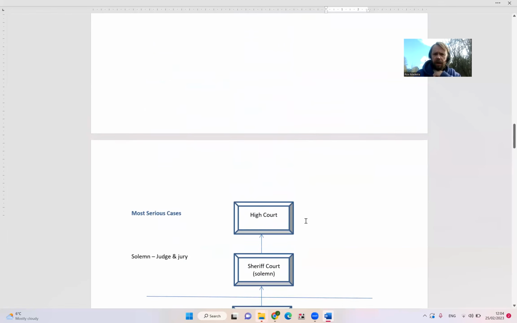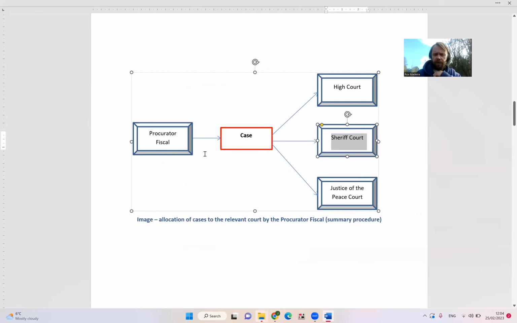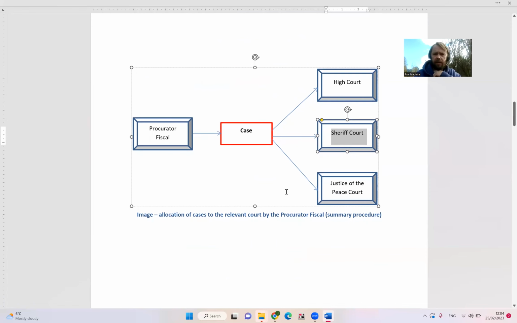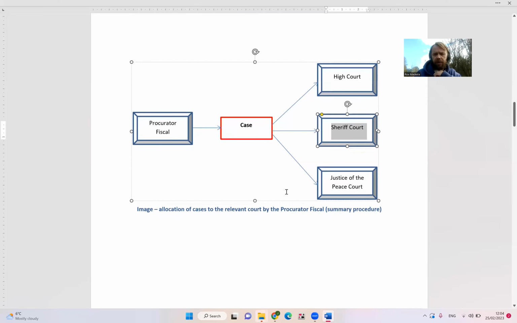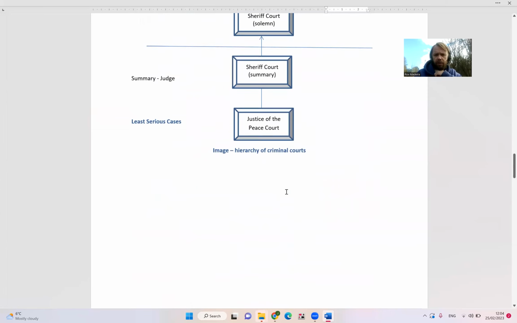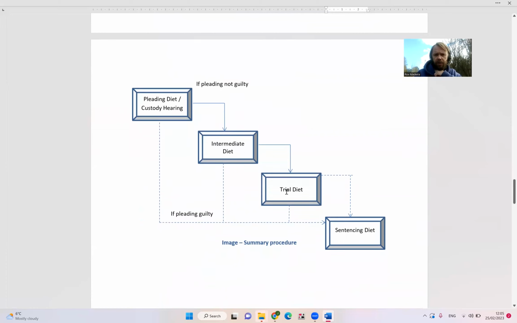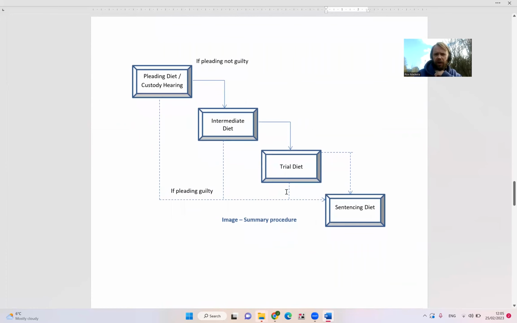Now, when I was showing you this diagram here, when the Procurator Fiscal assigns a case to a court, the case doesn't just go immediately to trial. There's a sequence of hearings that take place before the trial and potentially even after the trial. I wanted to explain these to you because, as public service interpreters, trials are only a very small proportion of the work we do.